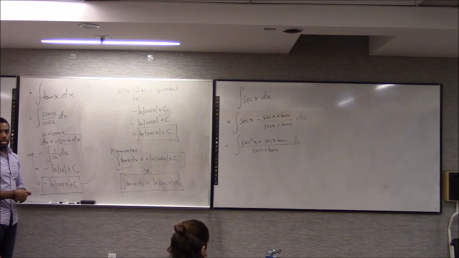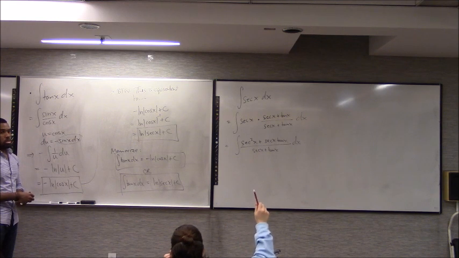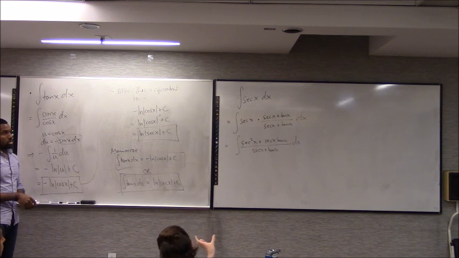Anything jumping out at you at this point? Yeah? I don't want to say it. Can you use a right triangle? But that's a trick. Well, the derivative of secant is secant tangent, so that's it.